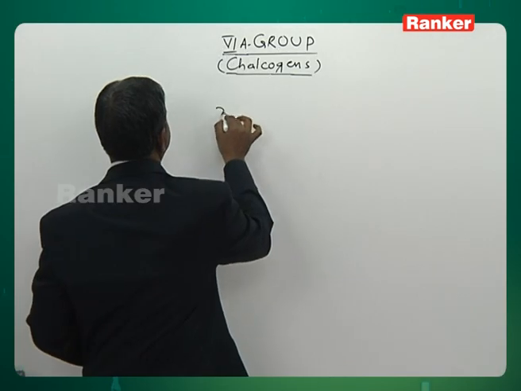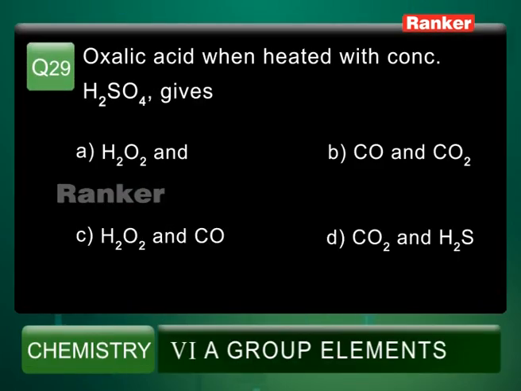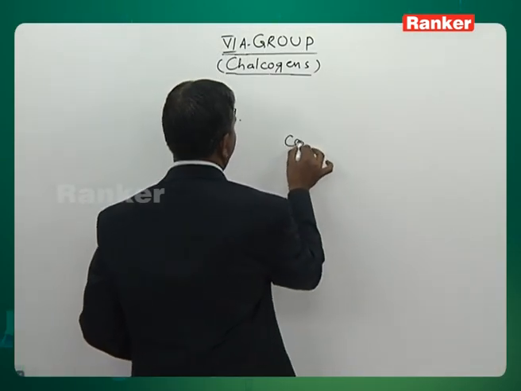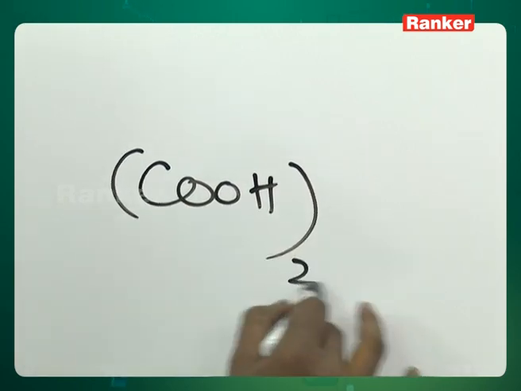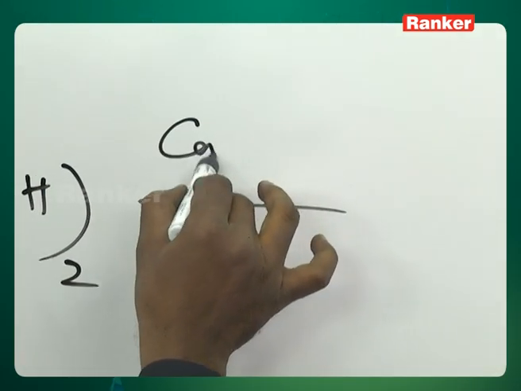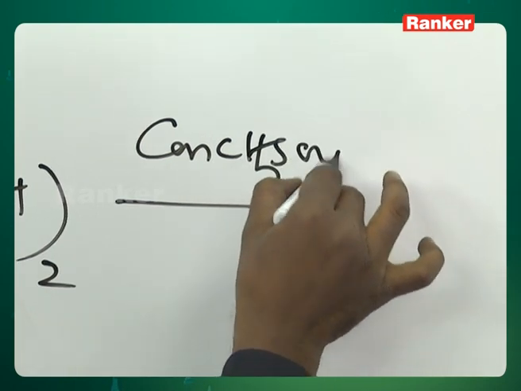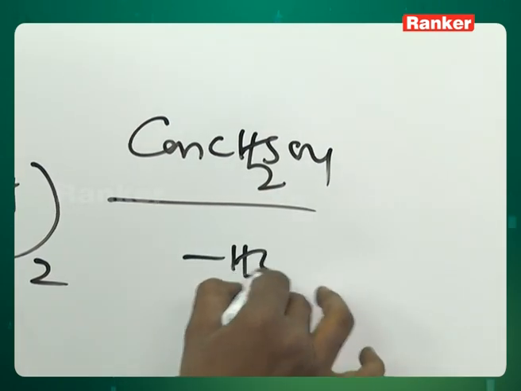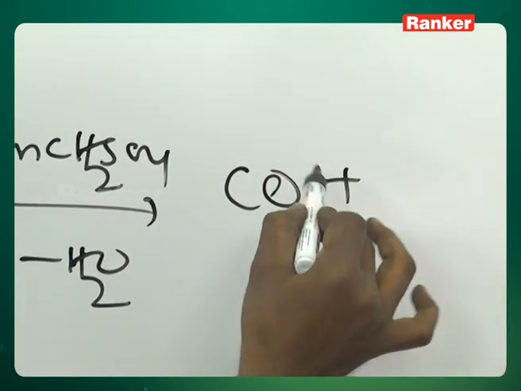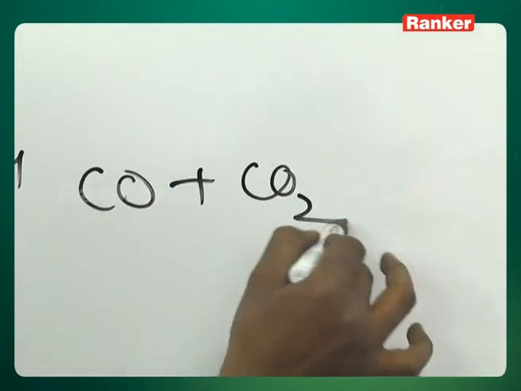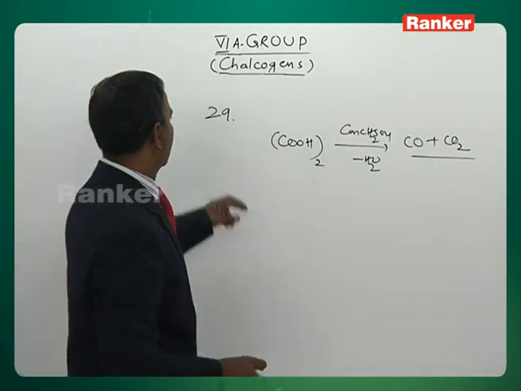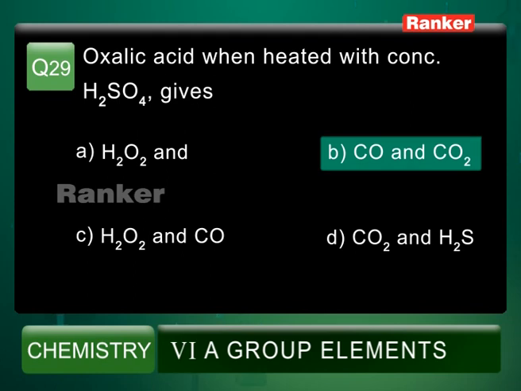Question number 29. Oxalic acid, when heated with concentrated sulfuric acid, produces: A, H2 and CO2; B, CO and CO2; C, H2O2 and CO; D, CO2 and H2S. Now, see oxalic acid, COOH taken twice. Concentrated sulfuric acid is a dehydrating agent, it dehydrates. You are getting a mixture of CO and CO2. So, for question number 29, CO and CO2 are the answers. Answer is B.